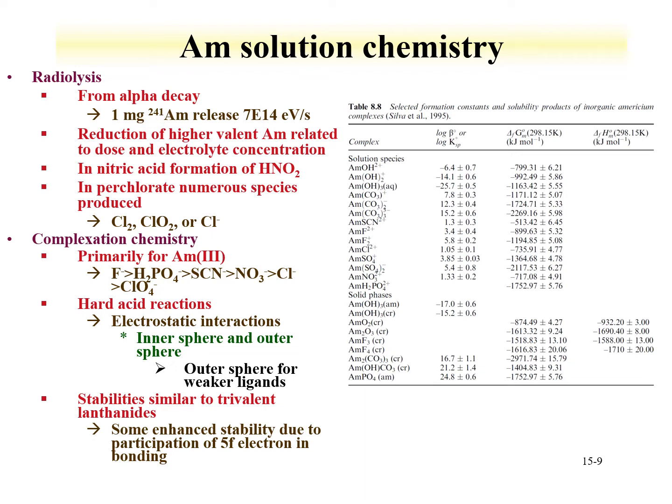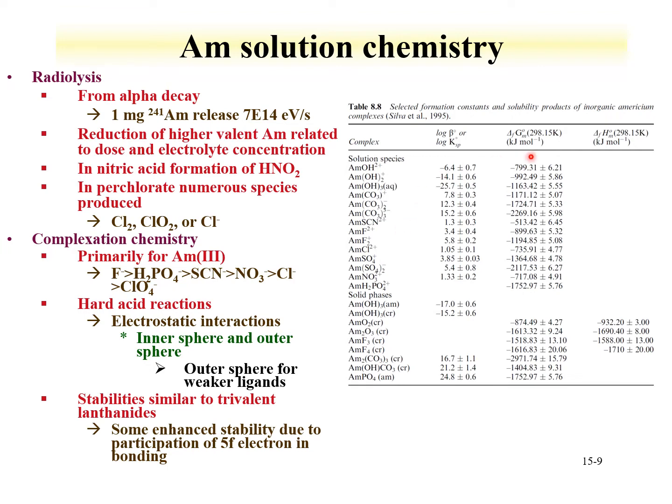The complexation chemistry for americium has primarily been explored for americium-3. The strengths of ligands follow general trends with hard acid and hard base reactions. The stabilities of the resulting americium-3 solutions are similar to the trivalent lanthanides. There's some enhanced stability due to the 5f electron behavior in the americium, but this is an indication that if you could not find data for americium compounds, one could evaluate trivalent lanthanide compounds of similar ligand complexes to get an idea of how americium would behave.